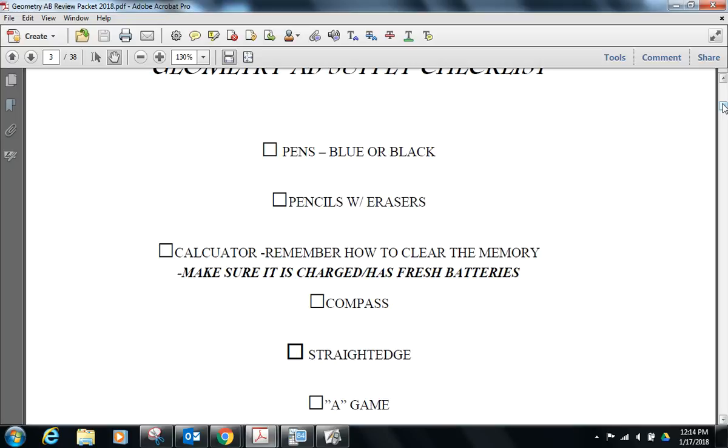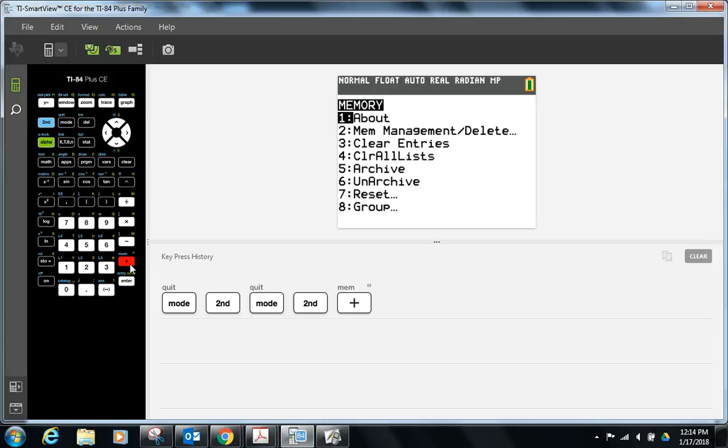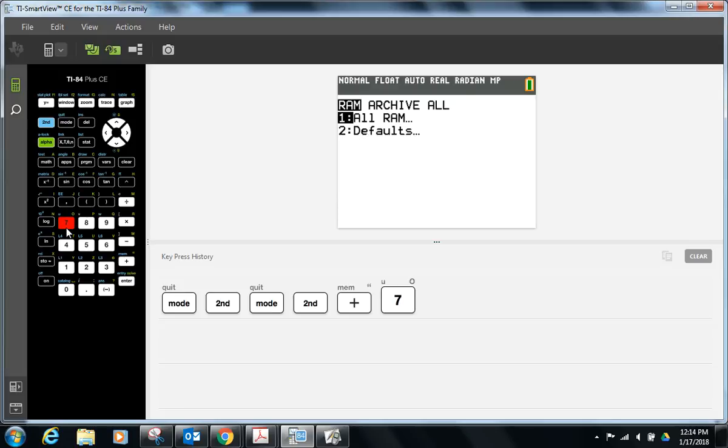Here we go. Ready? And we're going to practice this today, tomorrow, and Friday. Second plus. So once you get the go-ahead to clear your memory, second plus. Number 7, reset. Now here's the key you got to remember. Go over to all memory.